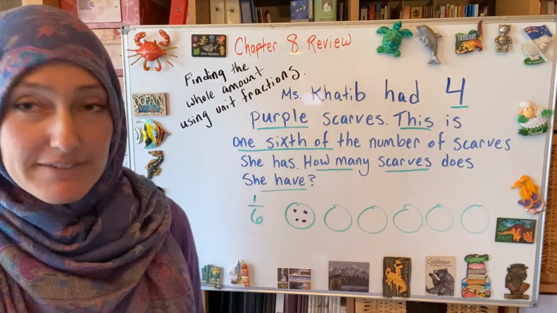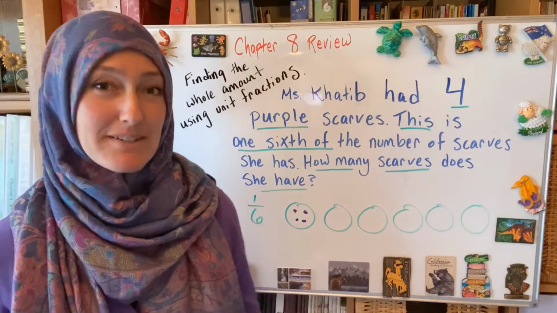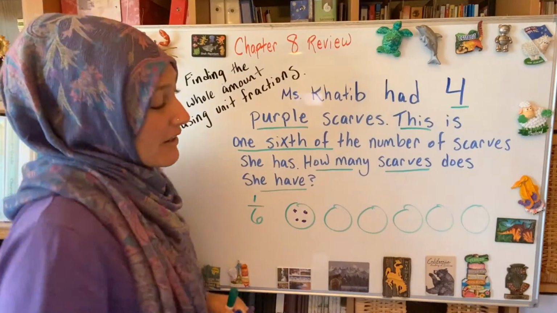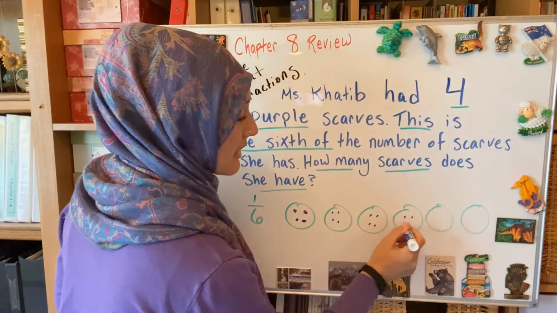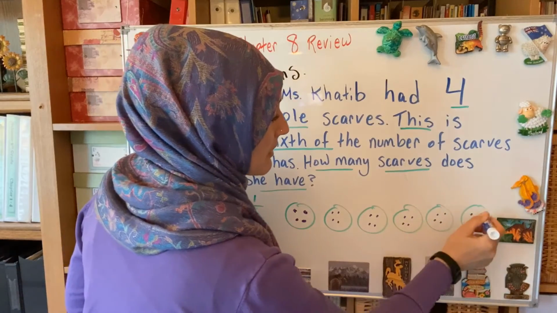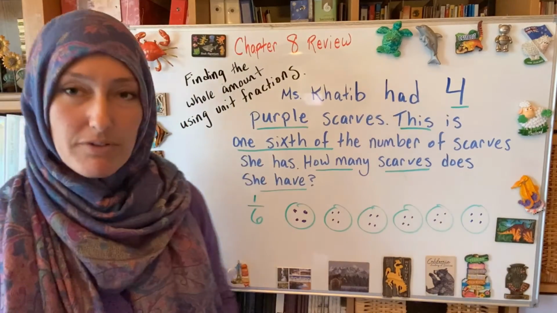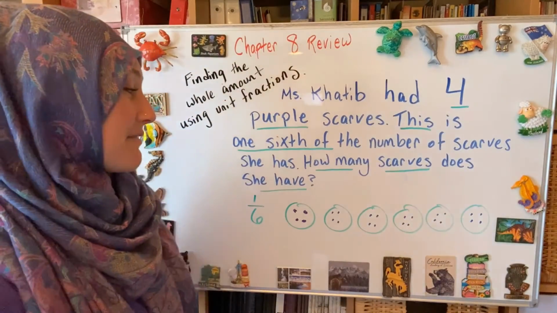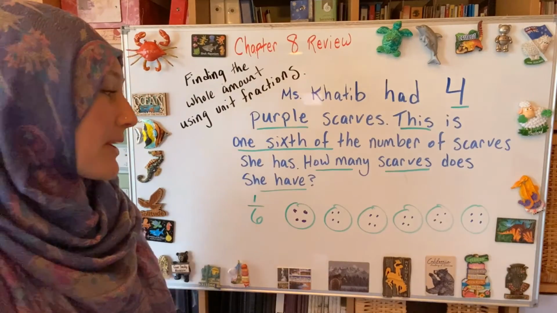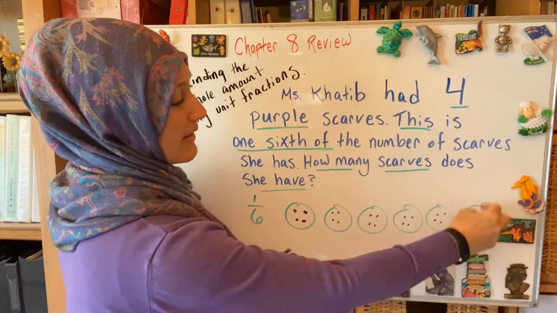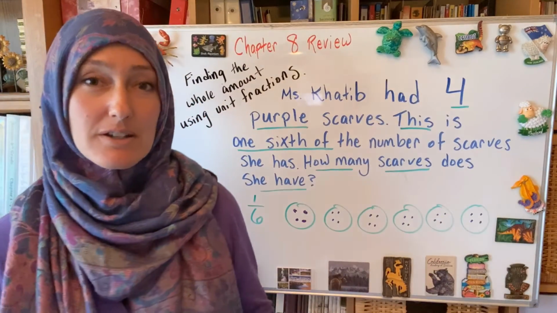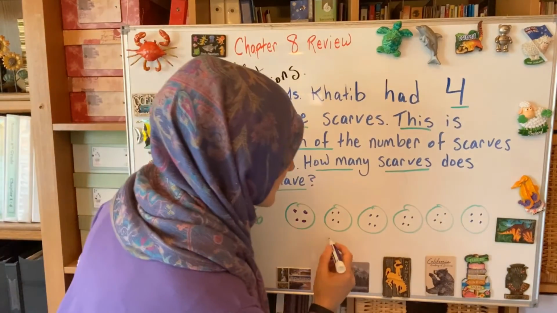So then what I have next is I just need to fill in the rest of my scarves. And it doesn't matter what color they are. I don't know. They could all be the same color. They could all be different colors. But I do know that I have 4 in each one. And if I add all of this together, what I have is 4, 8, 12, 16, 20, and 24 scarves all together.